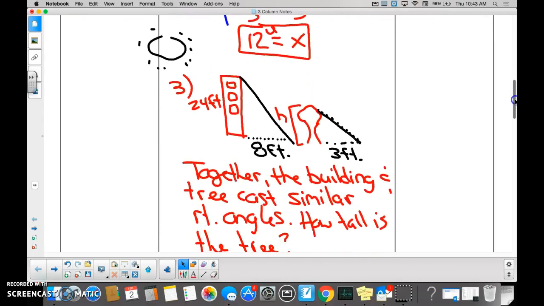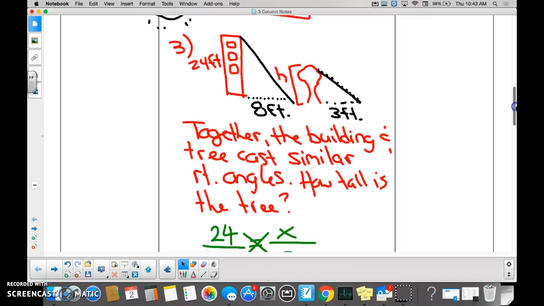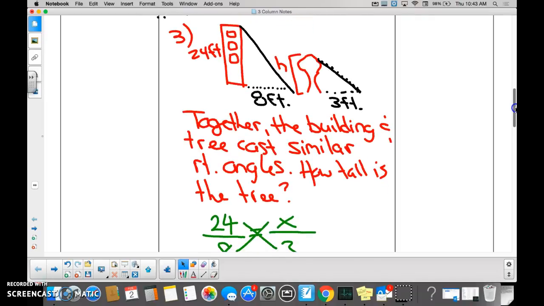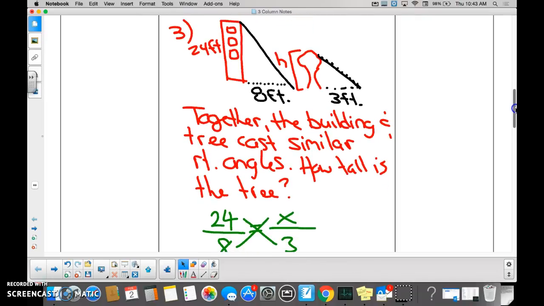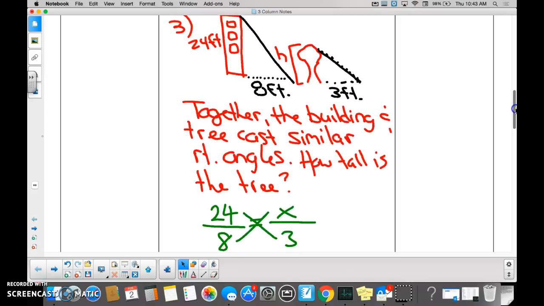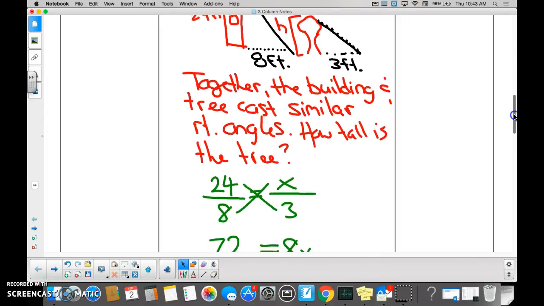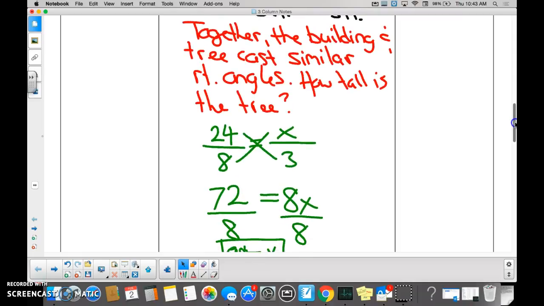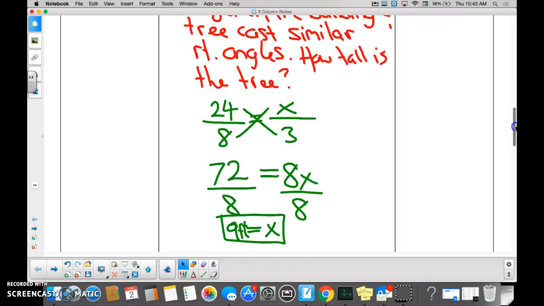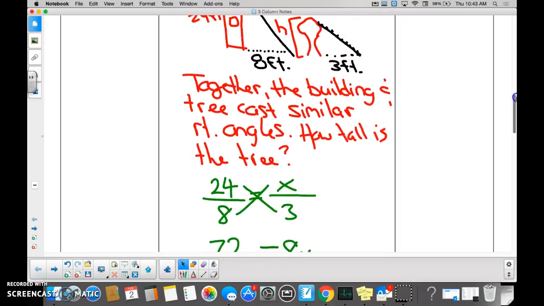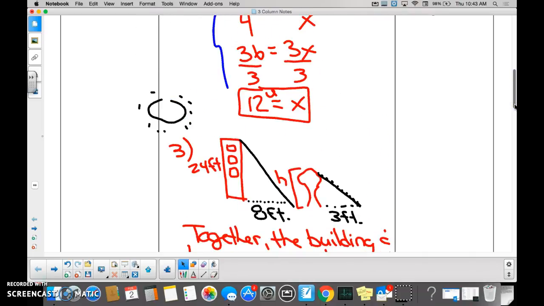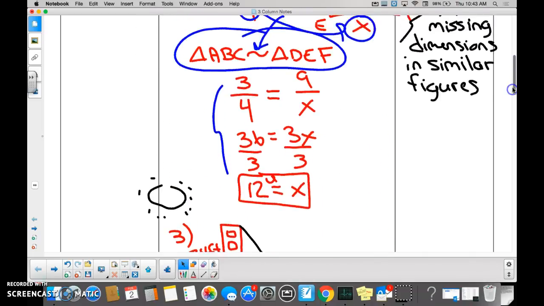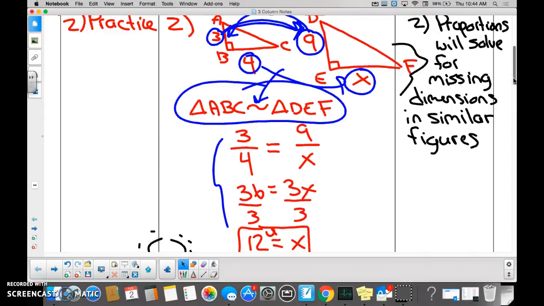This chapter's kind of dragged down, so it's important that we refresh our memories on some of the stuff we learned. Number 3 is the exact same type of problem, but with a real-world example. You have a building, you have a tree. You know the height of the building. You know the shadow that the building casts. You know the shadow that the tree casts. You can figure out how tall the tree is using a proportion and solving for the missing variable. Cheat sheet idea was pretty cool, pretty simple, pretty to the point. Proportions will solve for missing dimensions in similar figures.